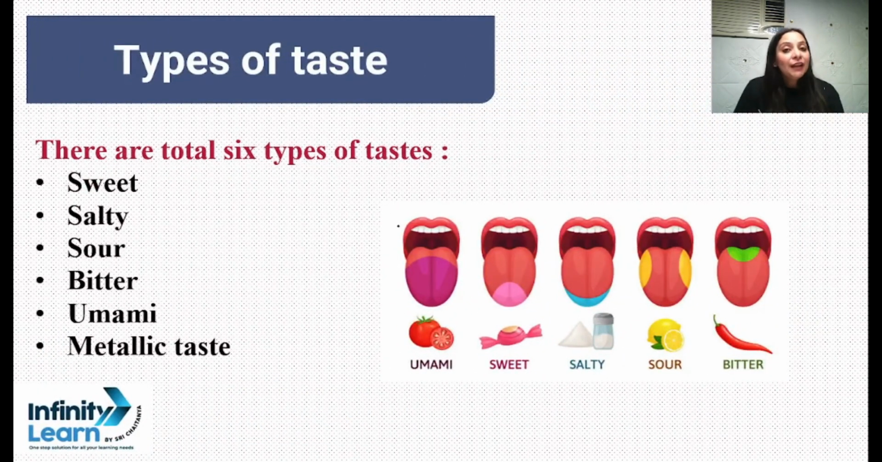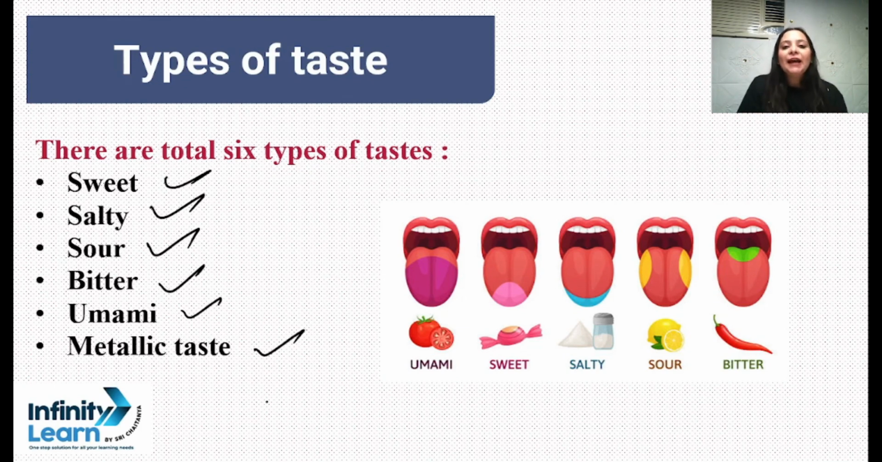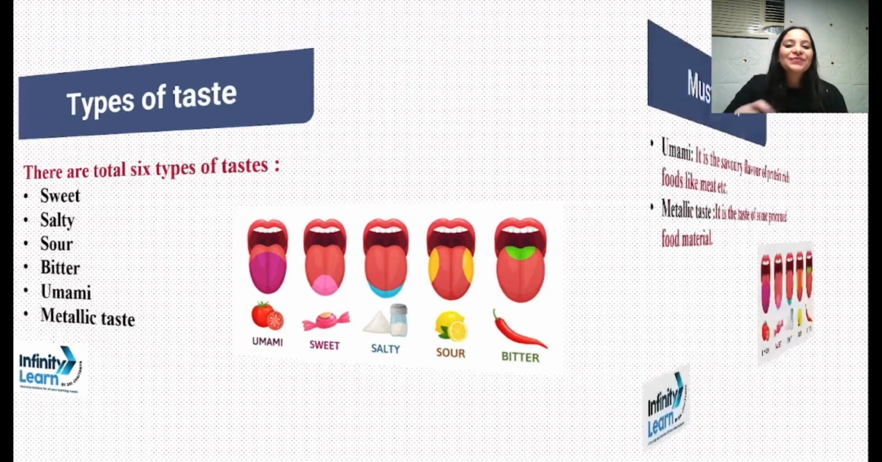Now types of taste. There are a total of 6 types of taste. Total 6. Sweet, salty, sour, bitter. This you all know. Please include these two also, umami and metallic taste. So we have got 6 types of taste, not 4.